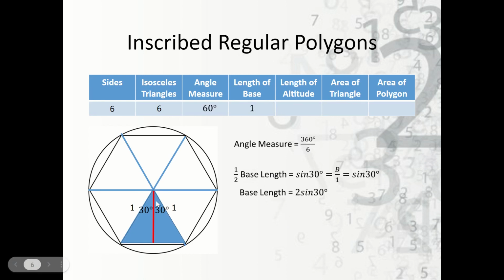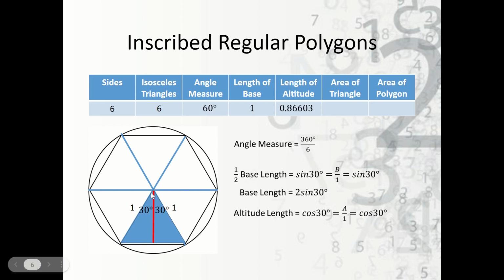Now we need to find the altitude, which is this side here. Well, this one is the adjacent over the hypotenuse. So we would do cosine of 30 degrees. And the cosine of 30 degrees, if we put that into our calculator, we get 0.86603.